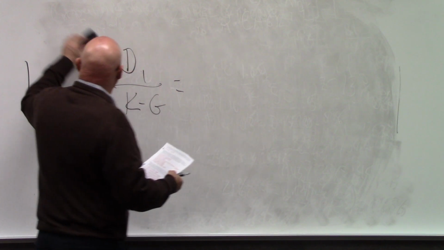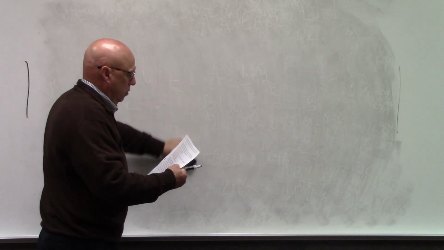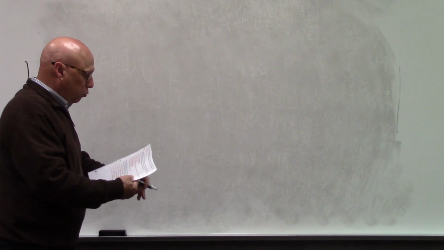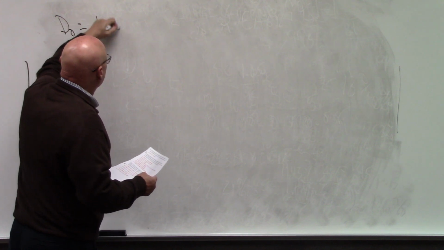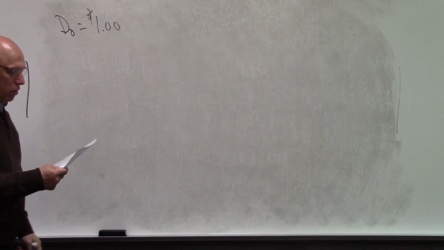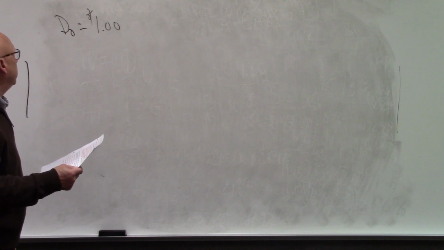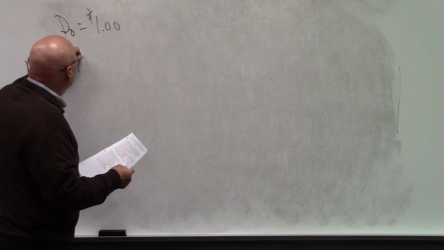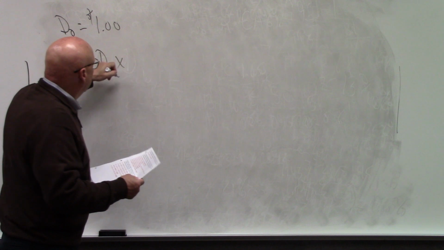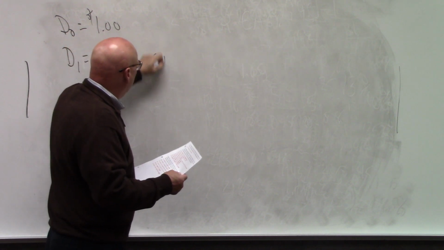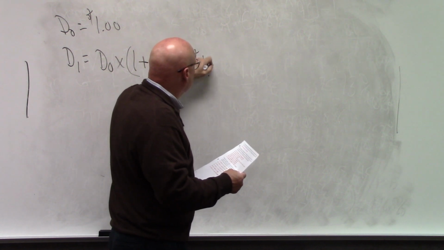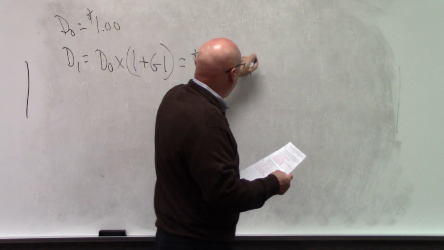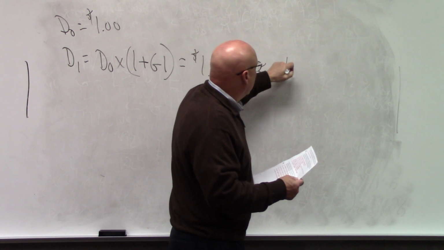Let's work this long problem. Number 10. Long problem. A company recently paid a $1 dividend. D0 equals $1. They expect to grow at 15% next year. D1 equals D0 times 1 plus G1, and that would be $1 times 1.15 equals $1.15.